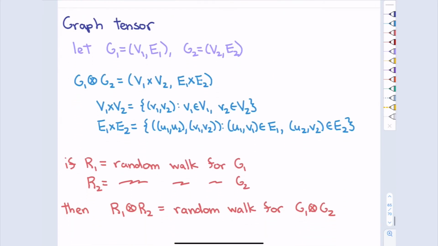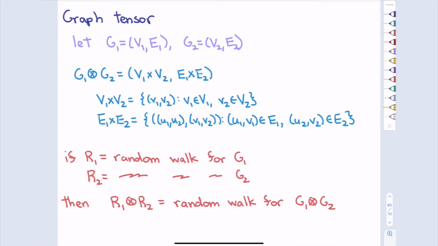So what do I mean by graph tensor? This sort of makes sense. Let's say I have two graphs, and the idea is I first look at the product graph. At any point in time, I have one vertex in graph one and one vertex in graph two, and steps are done simultaneously. So an edge looks like an edge here and an edge here. A random step will move both at the same time. So that's sort of like a product graph.